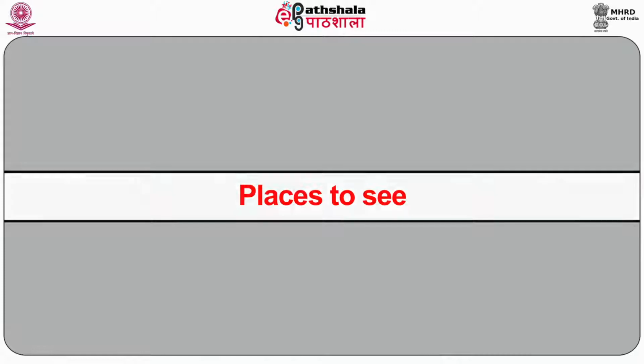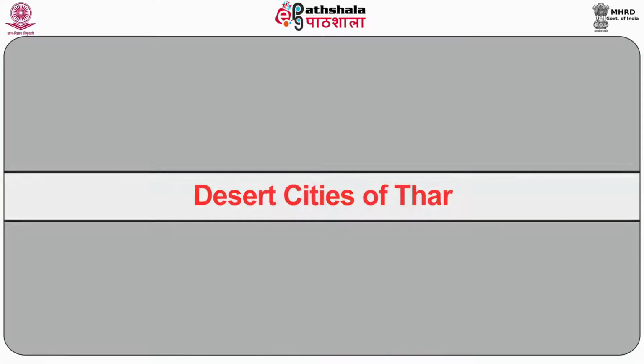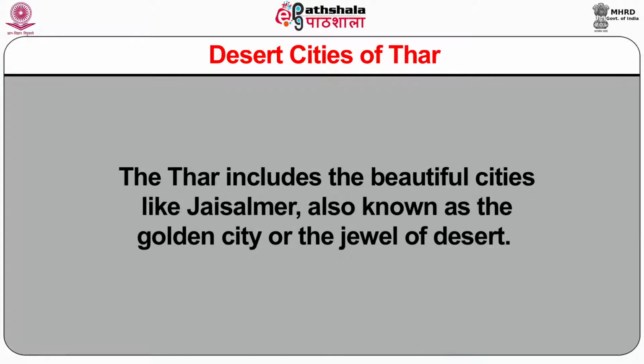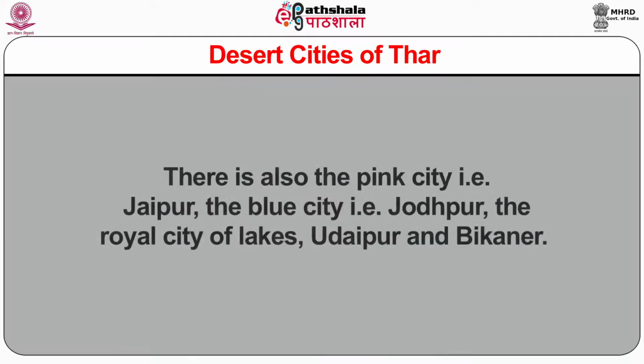Places to see. The versatile and spellbinding landscapes of the Thar have a variety of attractions for the tourist. Desert cities of Thar. The Thar includes beautiful cities like Jaisalmer, also known as the Golden City or the Jewel of the Desert. There is also the Pink City, that is Jaipur, the Blue City Jodhpur, and the Royal City of Lakes Udaipur, and Bikaner.